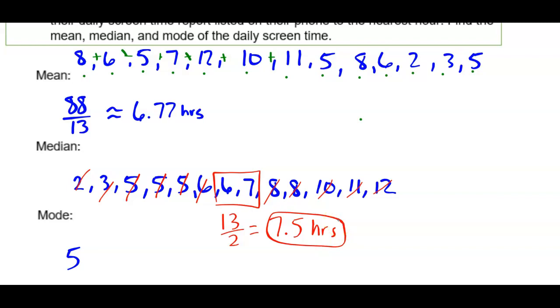So approximately 7.5 hours. My mode, what number showed up the most? It was 5, and so that's 5. Great. That's all. I think that's all. Yep.